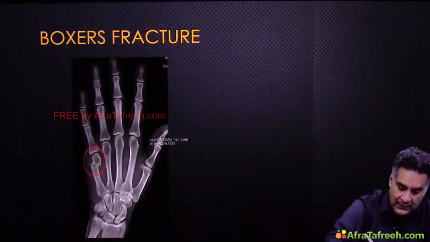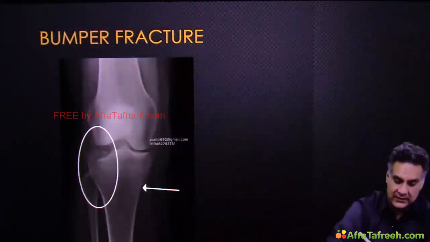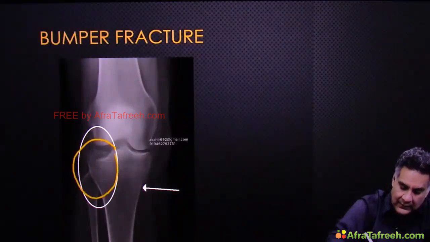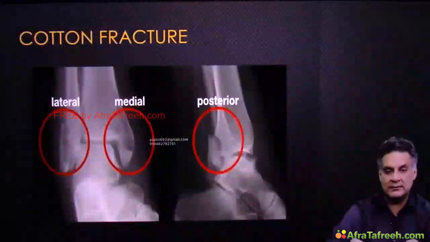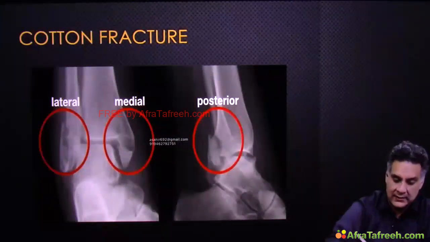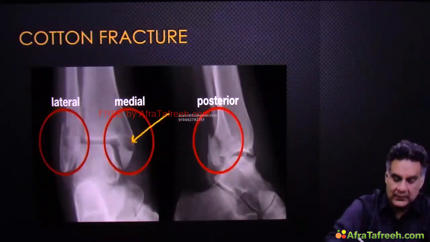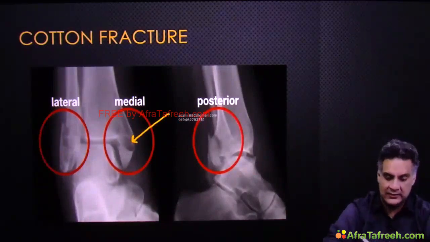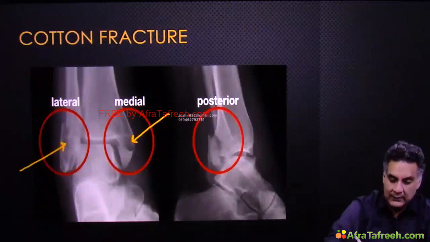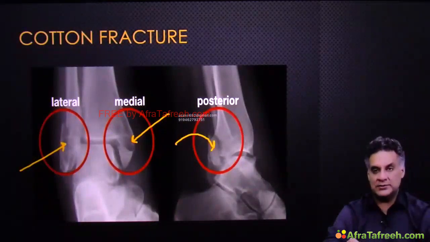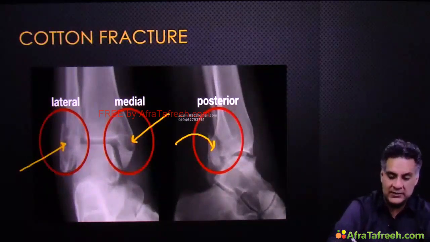Boxer's fracture, fracture of the neck of the fifth metacarpal. Bumper fracture, involvement of the lateral tibial plateau, hitting by a bumper on the tibia. Cotton's fracture, there are 3 malleoli around the ankle. The medial malleolus, the lower end of tibia medially forming a joint. The lateral malleolus, lower end of fibula forming the joint. Posterior malleolus, again forming joint. When all the 3 malleoli are damaged, it's called a trimalleolar fracture.